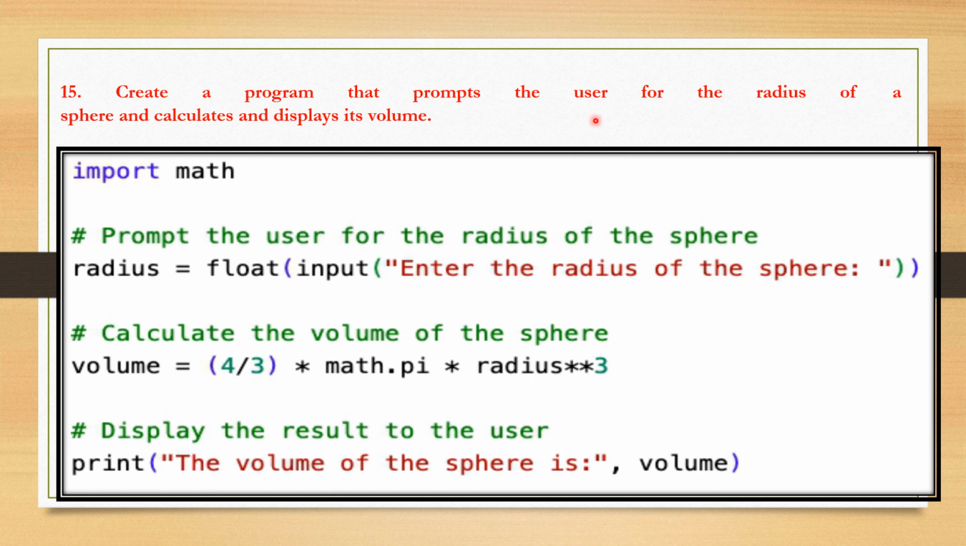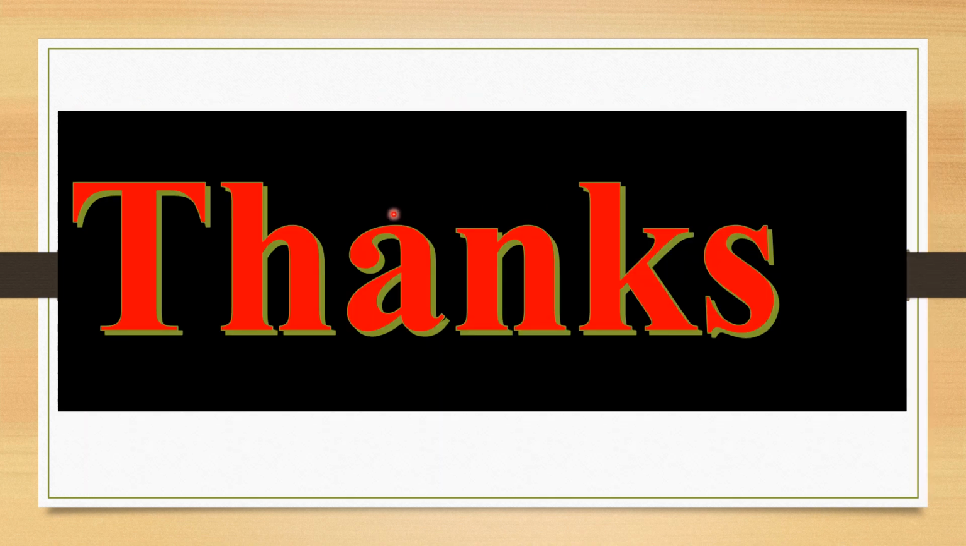The next program is to prompt the user for the radius of a sphere and calculate its volume. We know the volume of the sphere is 4 by 3 pi r cubed. Here we are using pi, so we need to import the math module. We will prompt the user to enter the radius, apply this formula and then display the results. And this is all for today. Thank you.